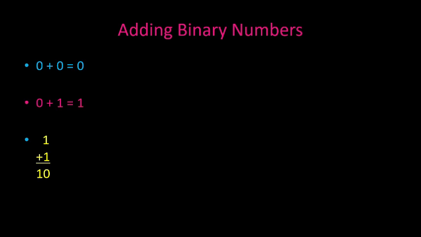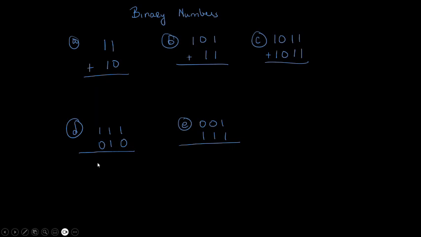When adding binary numbers, just know that 0 plus 0 is equal to 0, 0 plus 1 is equal to 1, and 1 plus 1 will be equal to 0, 1, or 1, 0. So for this one, you basically have 1 plus 1 is 0, and then you carry the 1 and bring down the 1 here, okay? So it'll be 1, 0. That's all you need to know.